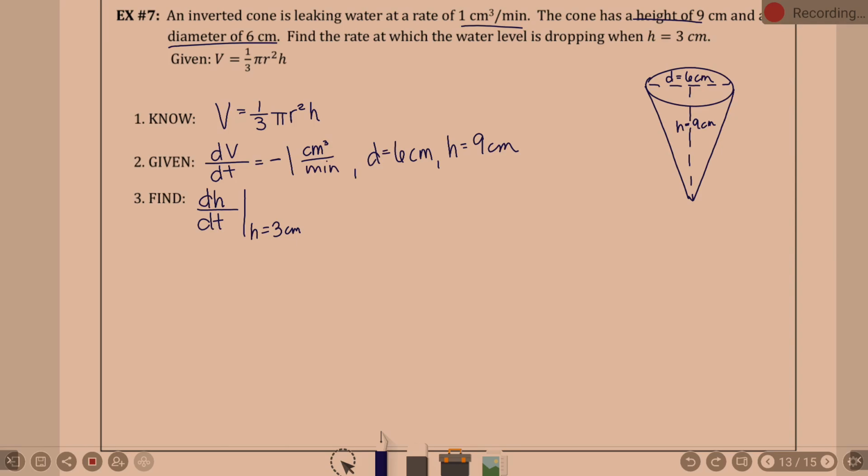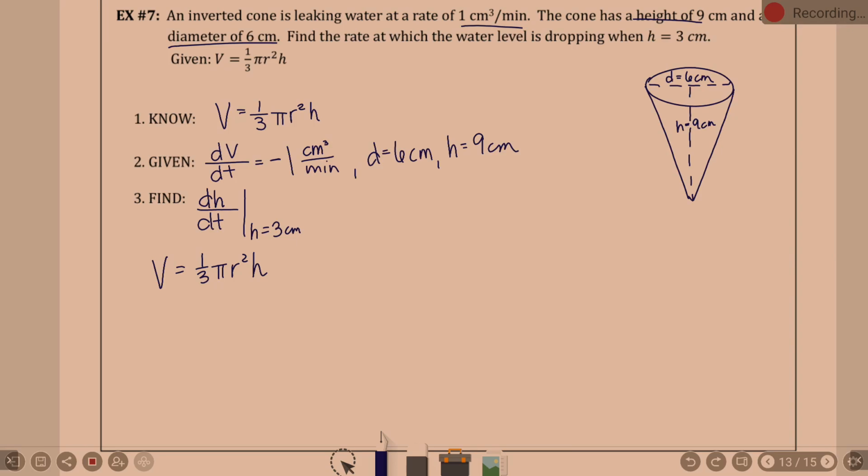Now, I'm going to write my formula. V equals 1/3 pi r squared h. And we're going to pause for a moment before we differentiate. Time out. Okay? h is the height of the cone.